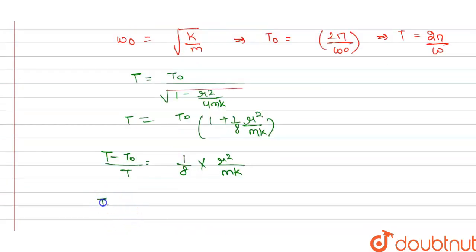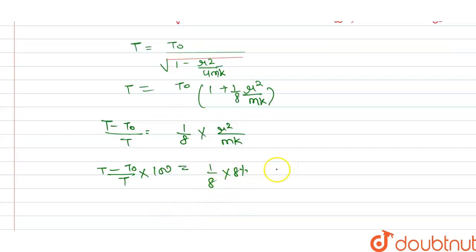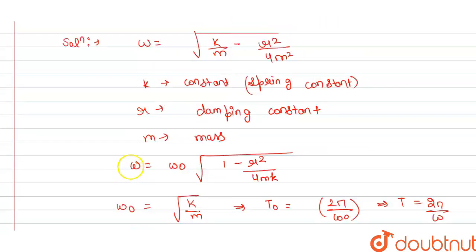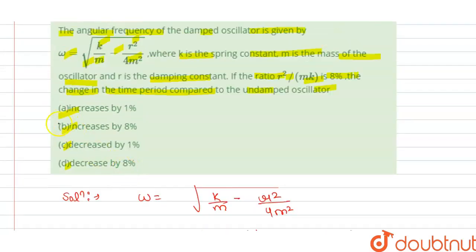So T minus T0 divided by T, multiplied by 100, equals 1 by 8 into 8%, which is 1%. As it is positive, the period must have increased, so our answer is increased by 1%. This is our answer for the question. Now we check which option is correct for the increase, so option A is correct.